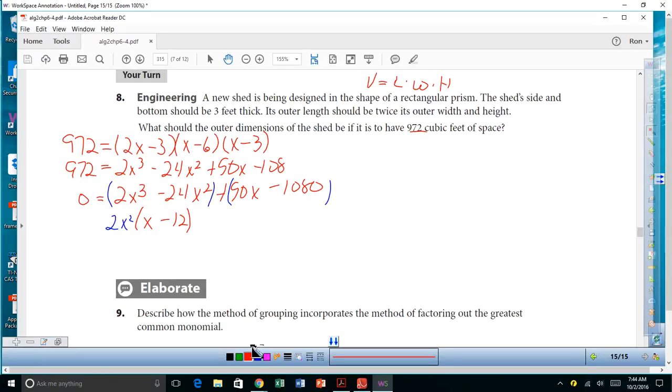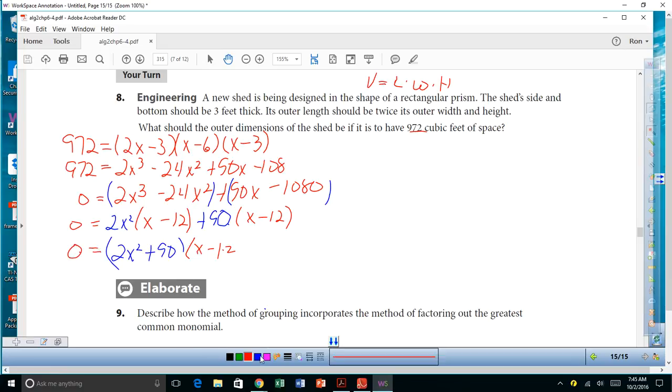That should be 12. So we've got plus 90, and then we've got x minus 12. Okay, good. X minus 12 and x minus 12. So this becomes 2x squared plus 90 times x minus 12, and that equals 0.